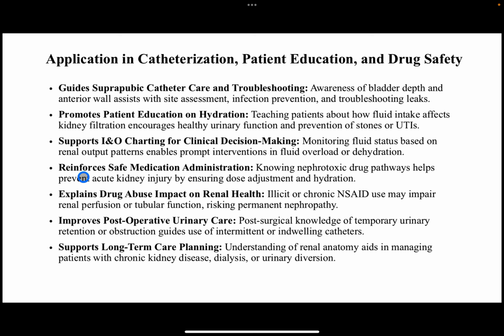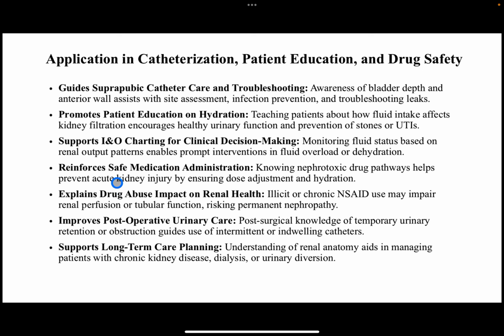And also it will help you to understand the action of certain medications, like angiotensin converting enzyme inhibitors, the ACE inhibitors, and then the ARBs. So it helps you to appreciate their mechanism.